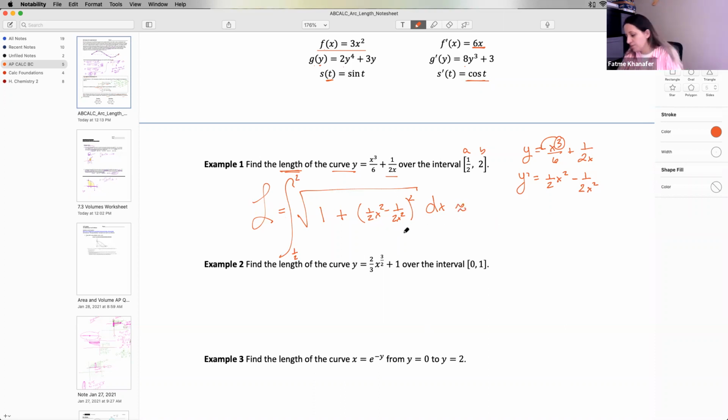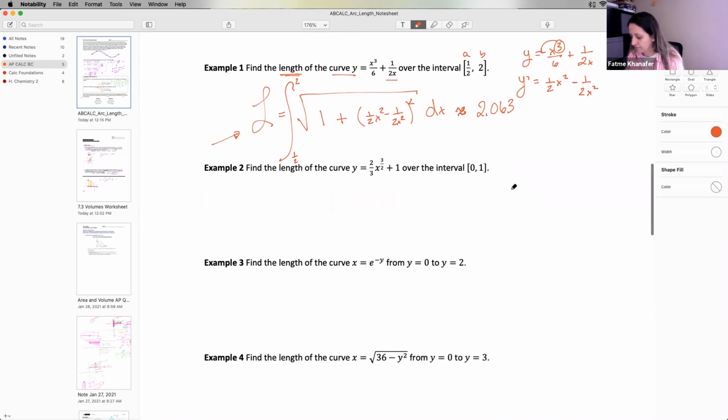So this problem right here, you could try to factor it out and find it, but honestly, the majority of the times, like I said, these problems are in the calculator. So on the quiz, most likely I'm just going to be asking you guys to set up the integral. If we have a calculator option, then you can plug that into the calculator and you will get 2.063.